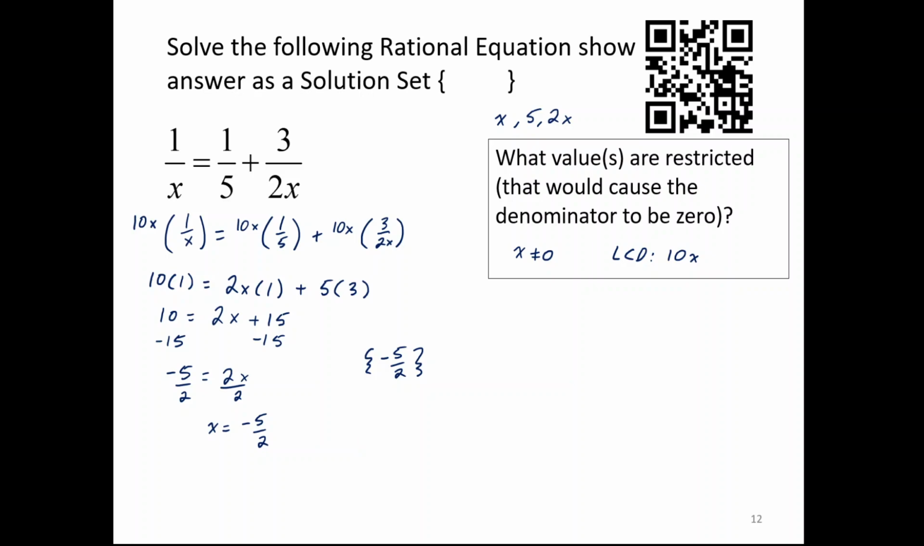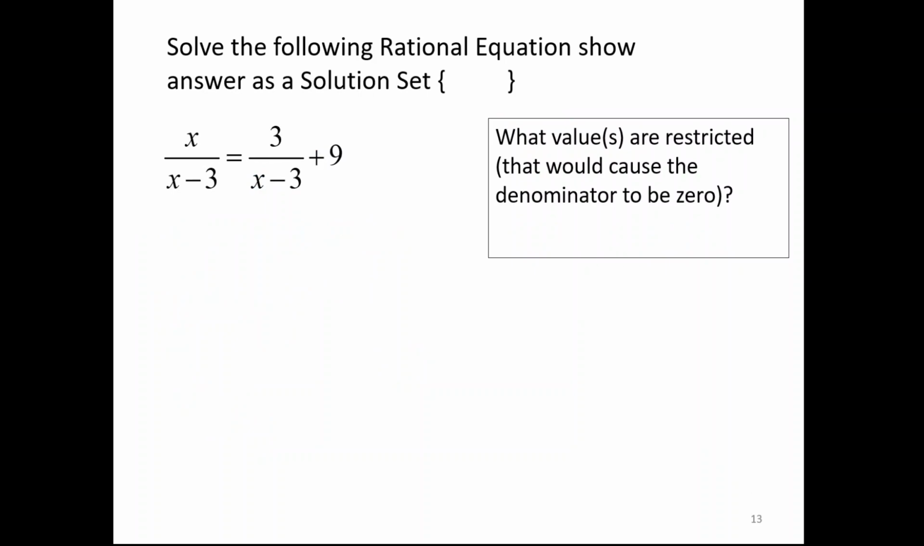Before we declare that is our final answer, we need to go back and compare to the restricted values. We said that x could not be equal to 0, and x is not equal to 0, it is negative 5 over 2, so we can accept that answer. If we find that our x value is in conflict with the restricted value, then we will eliminate or reject it.